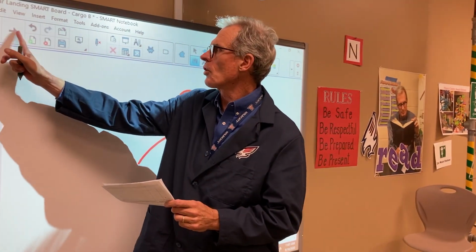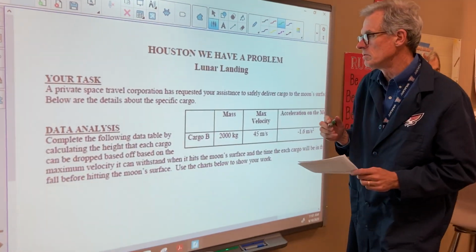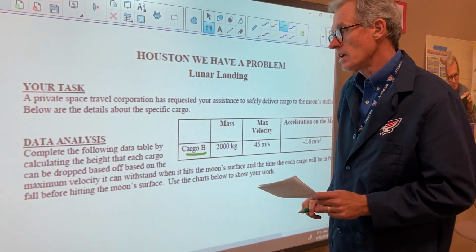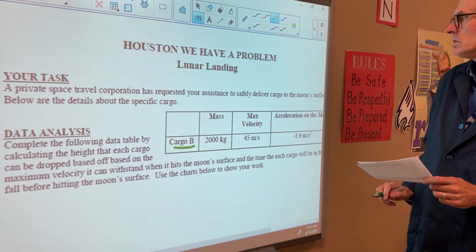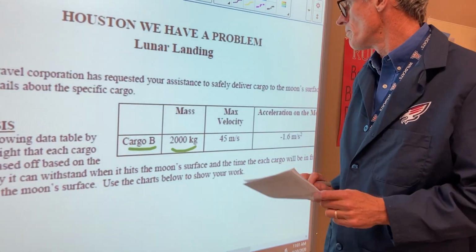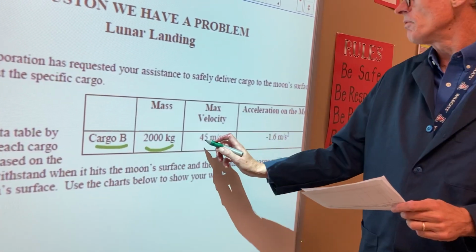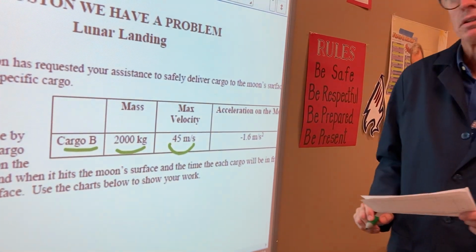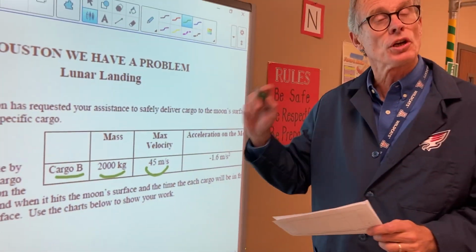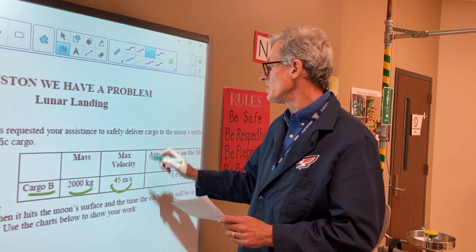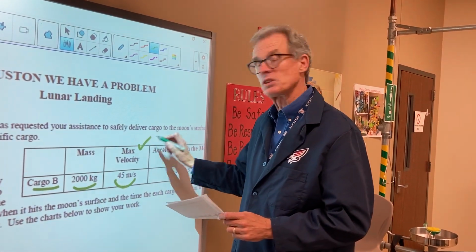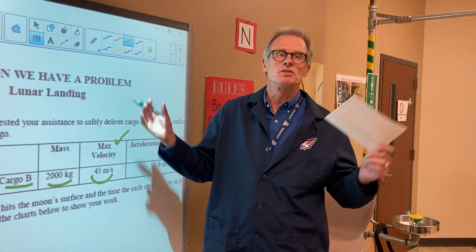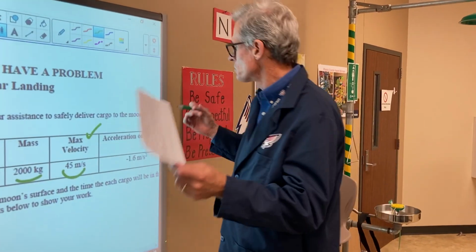So here's the information about your cargo. You have cargo B. The mass of the cargo is 200 kilograms. The maximum velocity of the cargo is 45 meters per second. In other words, if it hits the surface of the moon at a velocity greater than 45 meters per second, the cargo will break, and the colony will, who knows, they won't get their oxygen or something. Who knows what it is.